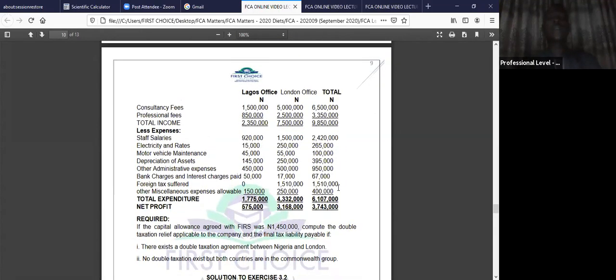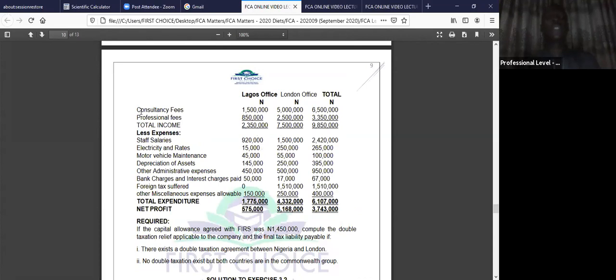All right. Now let's look at it. We are looking at professional fees. These are allowed. This is a consulting firm. Professional fees are allowed. Consulting fees, total income, that's fine. Less expenses, we have the salaries, okay. Electricity and rates, that's fine. Motor vehicle maintenance, beautiful. Depreciation of assets, no, no, no. Other administrative expenses, we have to check if there is any statement that says there are some disallowable. Otherwise, we assume allowed. Bank charges and interest charge paid, allowed.